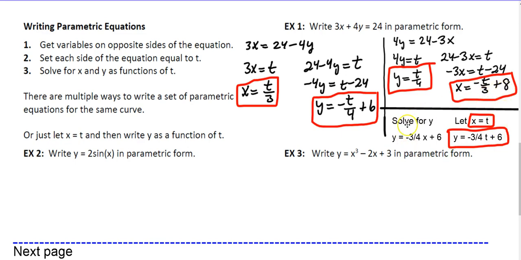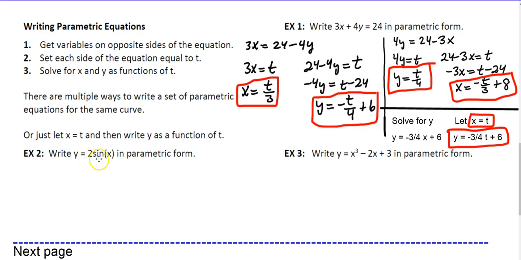Now this third one I'm going to leave for a minute and come back to, but there's actually multiple ways to write a set of parametric equations for the same curve. So all of these would be considered correct answers. However, in some cases it's easier to do something else.